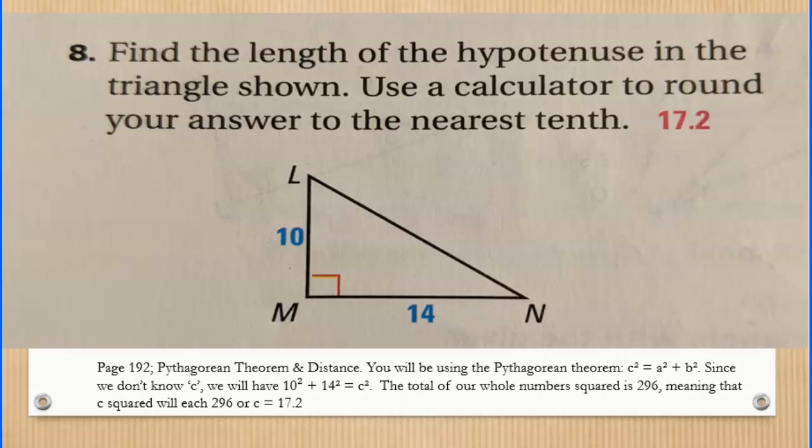You will be using the Pythagorean theorem in this one, which is c squared equals a squared plus b squared in a right triangle. Since we don't know what c is, if we are looking at the hypotenuse, it is the one over here. LN is the hypotenuse of M. We don't know what that is, but we know what the two legs are, 10 and 14. So we are going to add a and b, so 10 squared plus 14 squared equals c squared. Just like algebra, we're solving for an unknown. The total when we add 10 squared and 14 squared is 296.